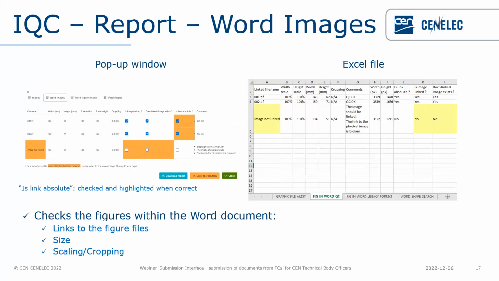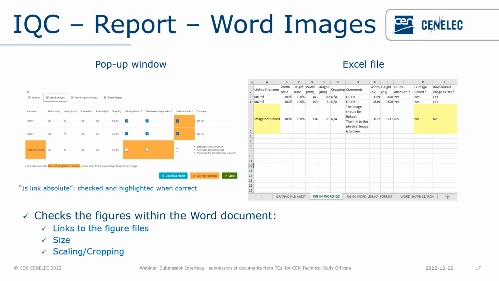The second tab would be the Word images, so that means the images within the Word document. This tab is checking whether the figures are linked or not, if the size is okay, and if the scaling is okay as well. By scaling and cropping, we mean that if the figure file needs to be readjusted on the Word document, because it doesn't take enough space or takes too much space, it shouldn't be resized within the document itself. It should be resized using the appropriate tool, for example, Photoshop.